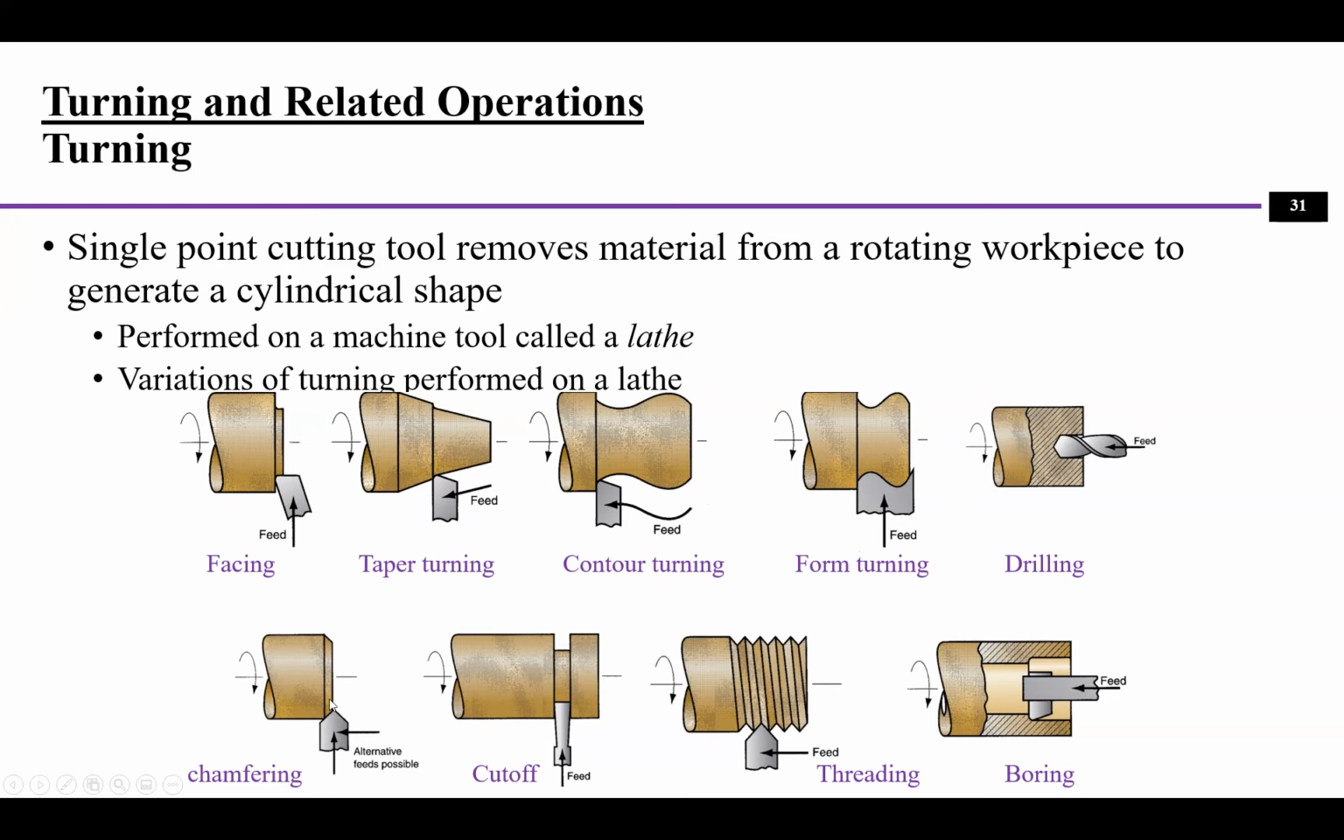And chamfering, of course, to create the edge of the end, and also we can do a cutoff with this tool. Another one is we can make threads by moving the tool up and down, in and out. Also, we can make some internal geometries with this kind of boring process, which also involves using a lathe to turn the part and let the part spin.